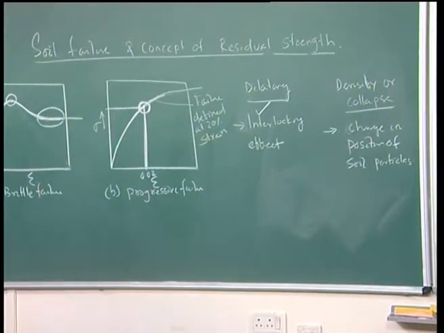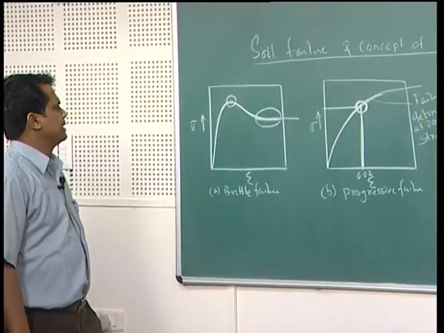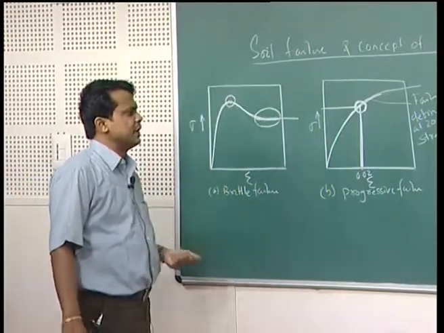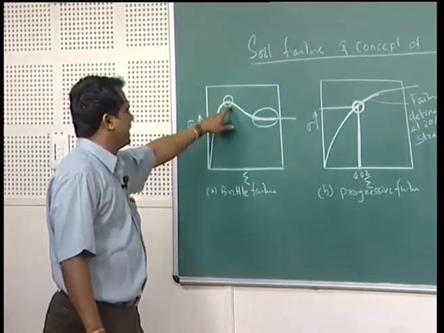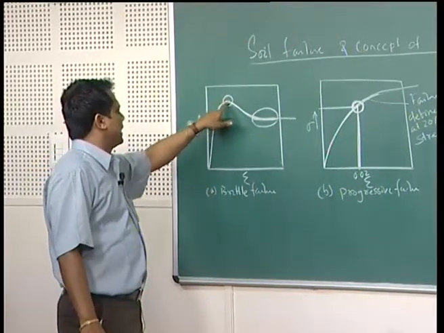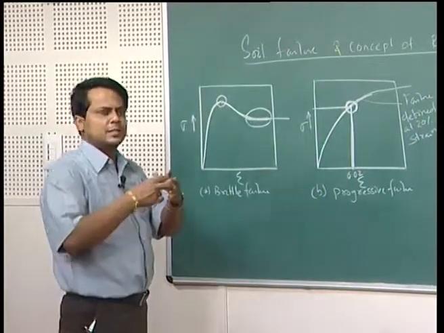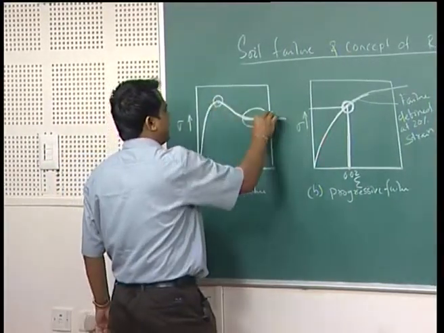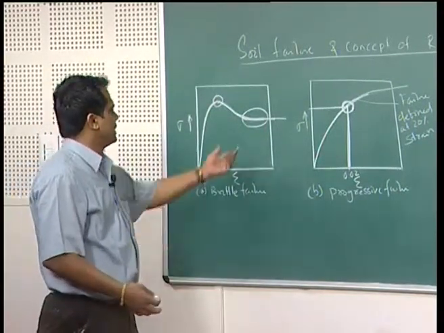Now, if I summarize soil failure and the concept of residual strength, there are two kinds of failure. One is brittle failure, other is progressive failure. In case of brittle failure, it will attain peak or ultimate. After attaining peak or ultimate, it will continue. Soil is not failing completely. That means beyond peak or ultimate, it will take some load. The strength will be there.